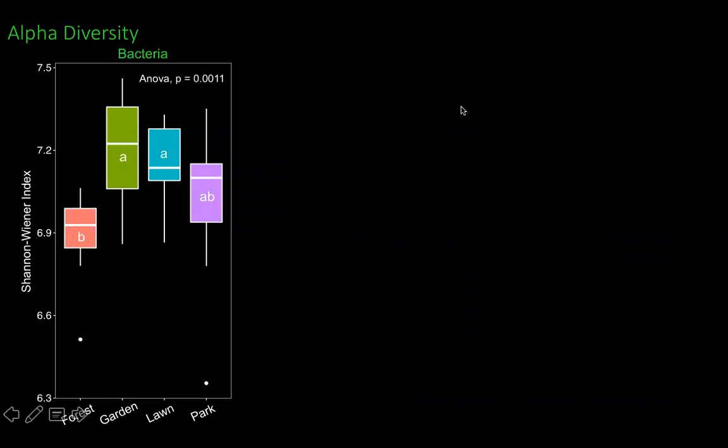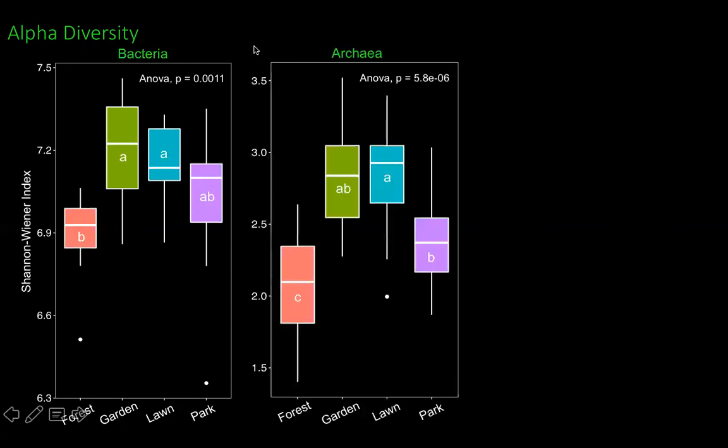For bacteria, how we calculated diversity, we used the Shannon-Wiener index, and basically the higher the Shannon-Wiener index is, the more diverse that community or that landscape is going to be. So we see the same sort of trends, that gardens and lawns are actually more diverse in terms of bacteria than parks and forests. Forests are going to have the lowest diversity on our campus.